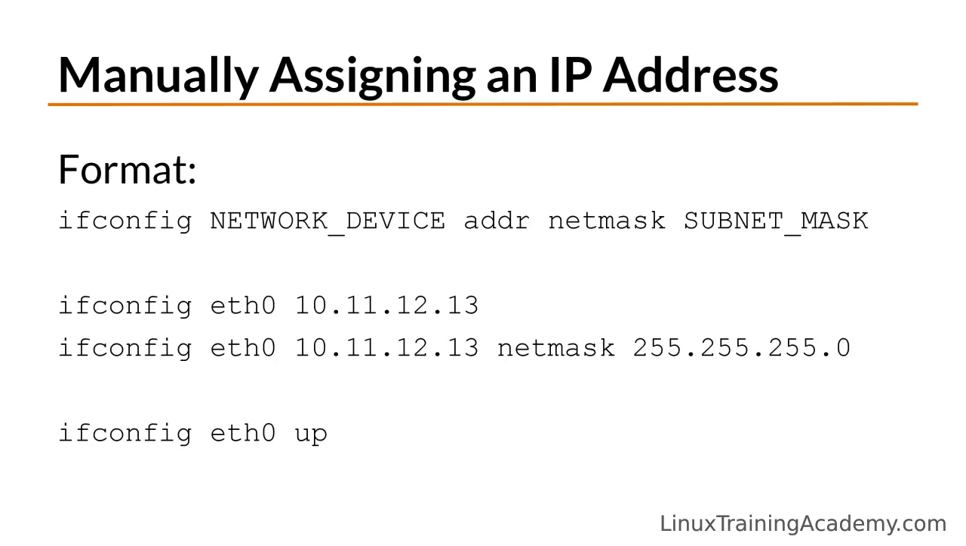If the ifconfig tool is available, you can use it to assign IP addresses to network interfaces as well. To add the IP address of 10.11.12.13 to eth0, run ifconfig eth0 10.11.12.13. To specify the net mask, use the netmask keyword and follow it by the net mask you intend to use. In this example, it's netmask 255.255.255.0. To bring the interface up, run ifconfig eth0 up.